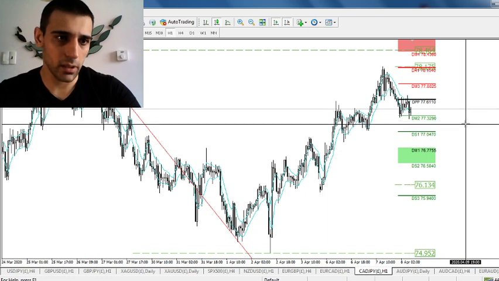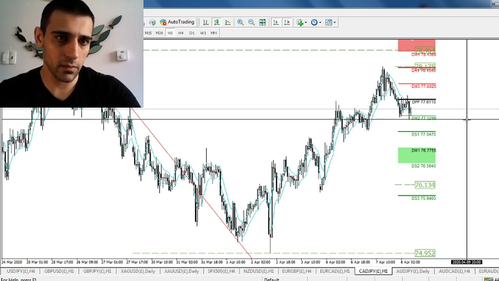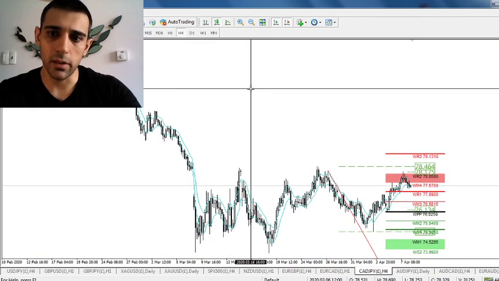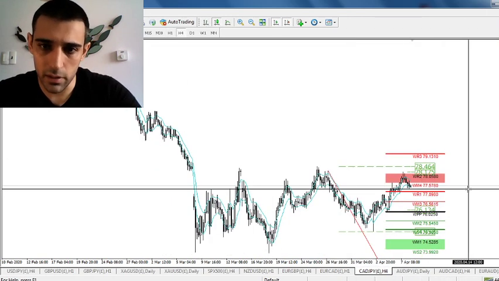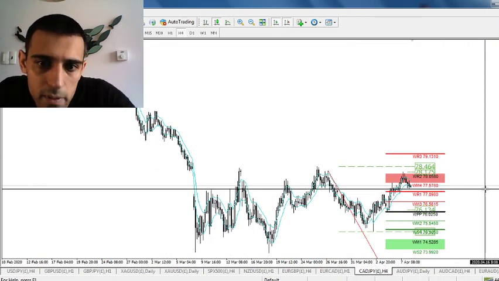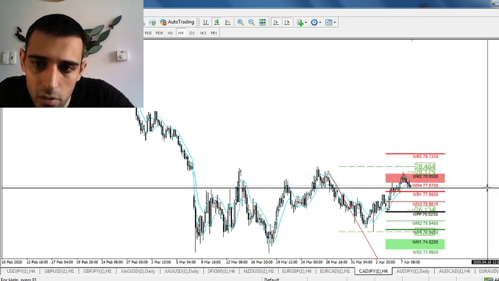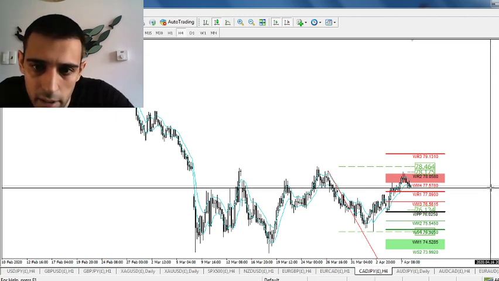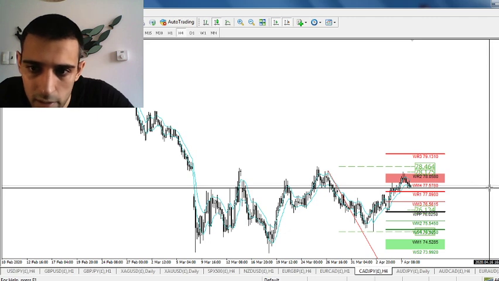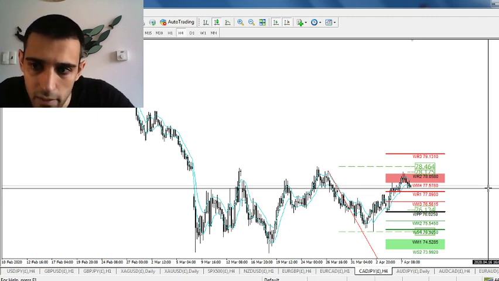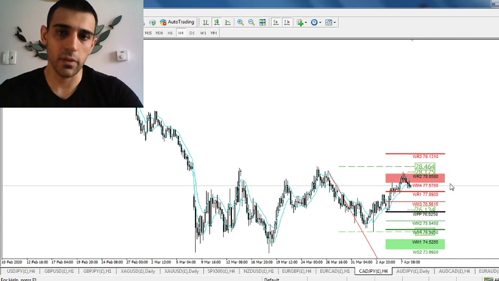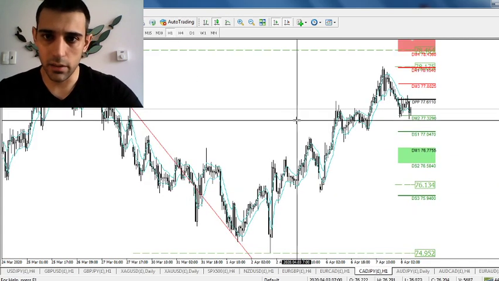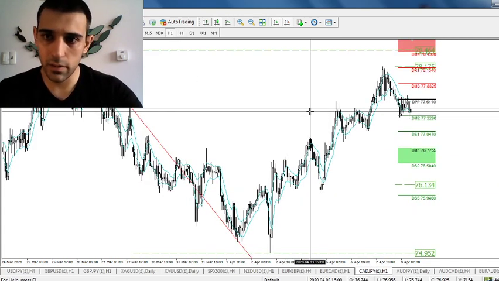Let's have a look. We got down to these lows. Let's have a look at the 4-hourly time frame and see if we can couple up something. It's even stronger when they are together. So 77.20, 77.25 to 30. That's looking good. 77.25.